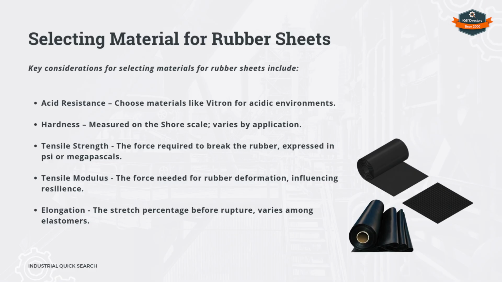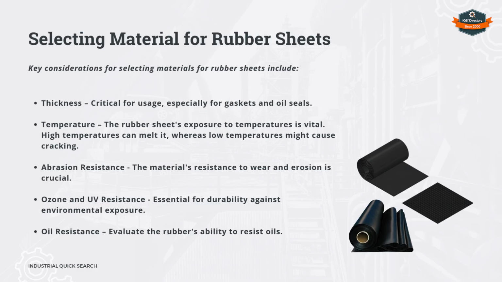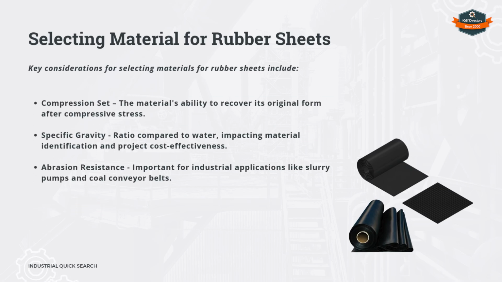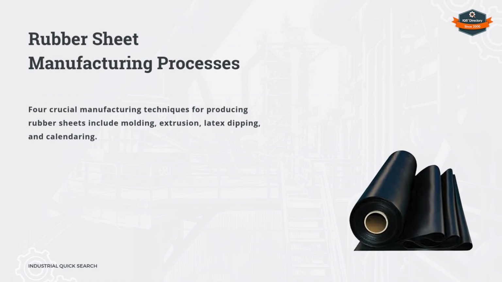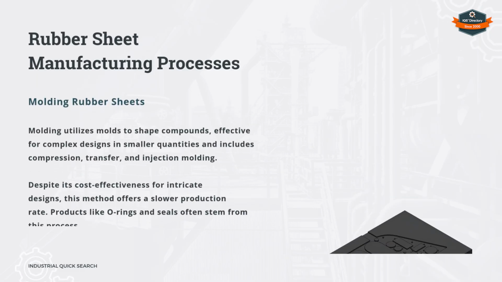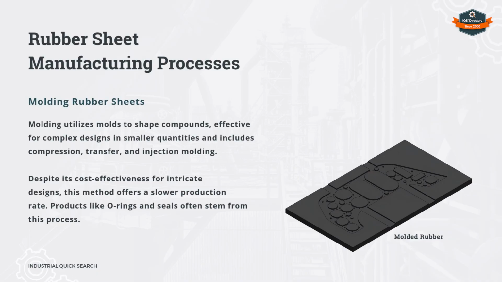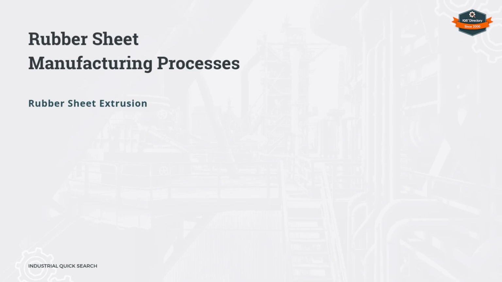Key considerations for selecting materials for rubber sheets include rubber sheet manufacturing processes. Molding rubber sheets. Rubber sheet extrusion.